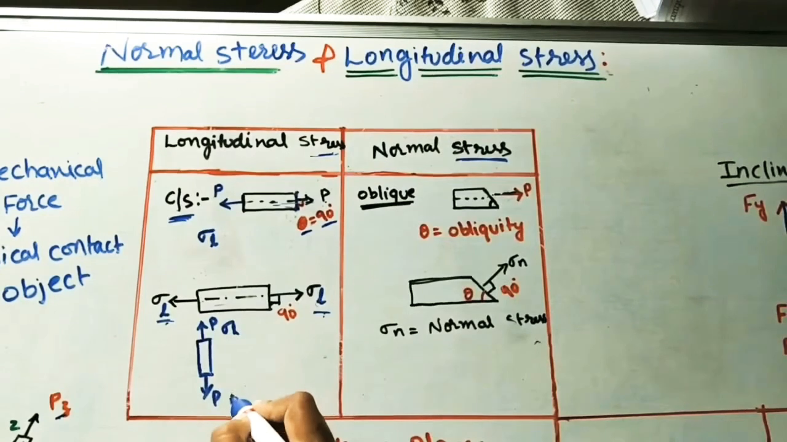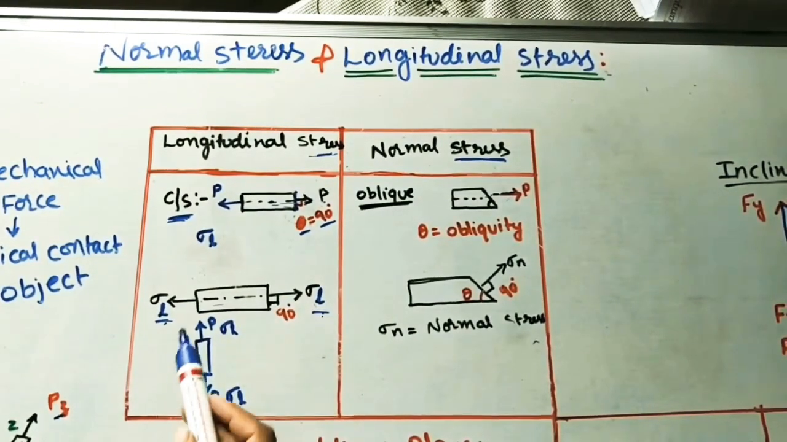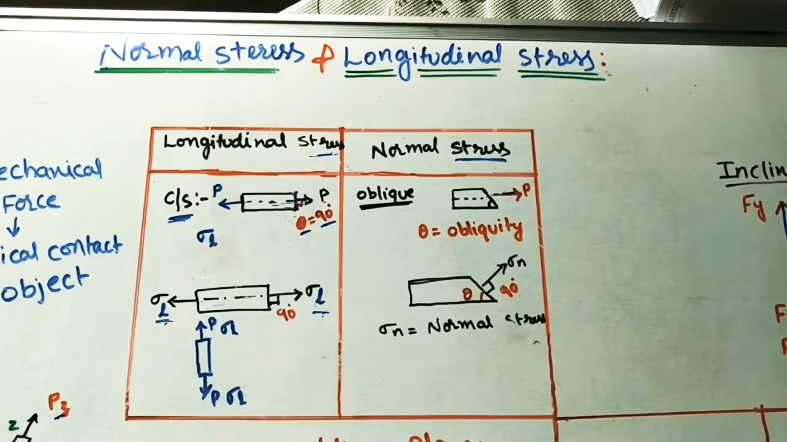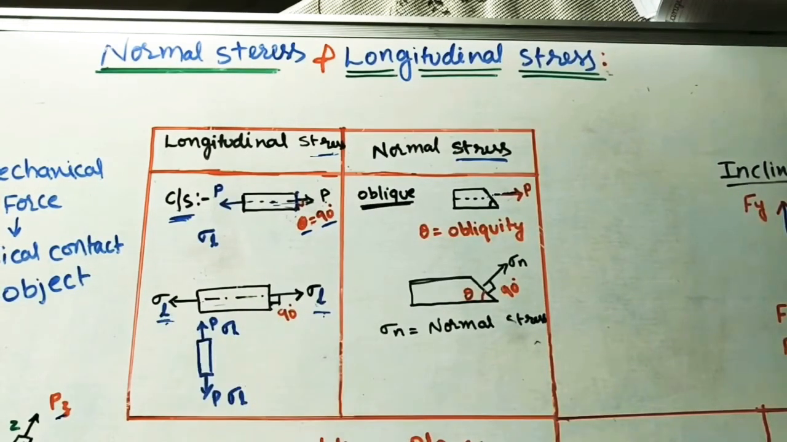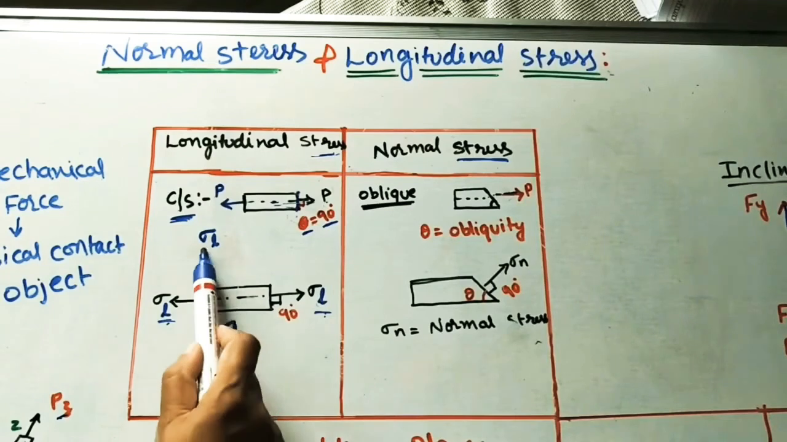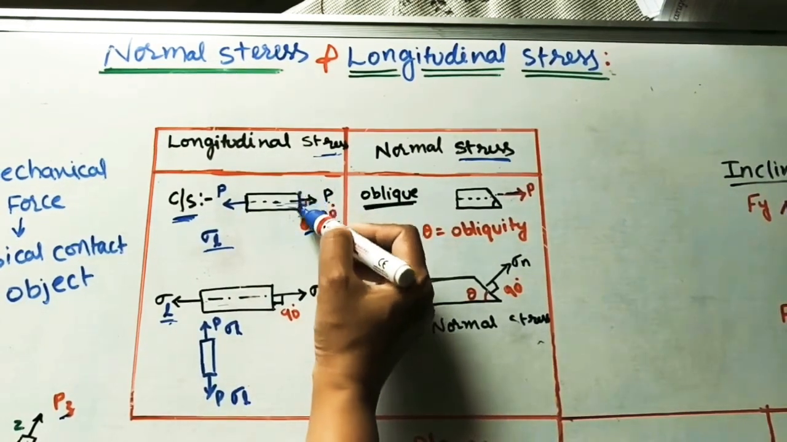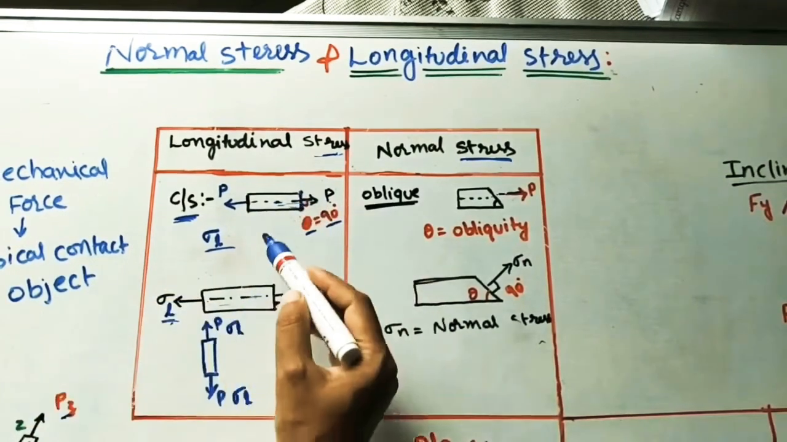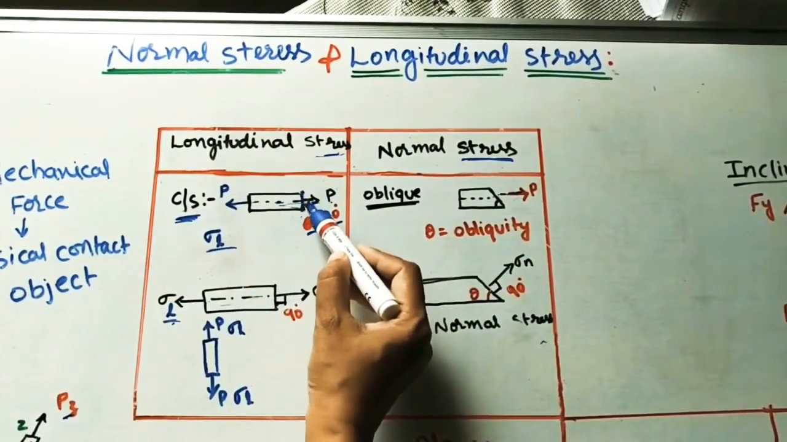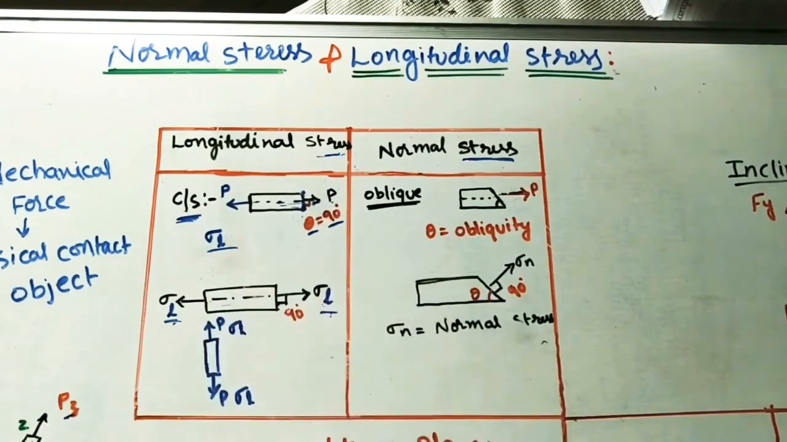So sigma L. Whatever direction we take, along that axis, along the applied load, the stress that develops is called longitudinal stress. The area here we call the cross-sectional area. Cross-sectional area is nothing but the area perpendicular to the applied load.